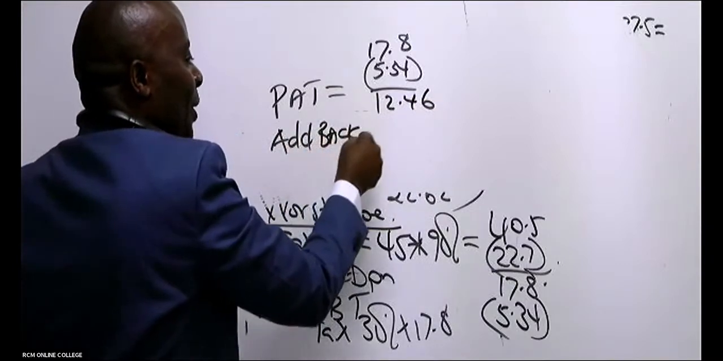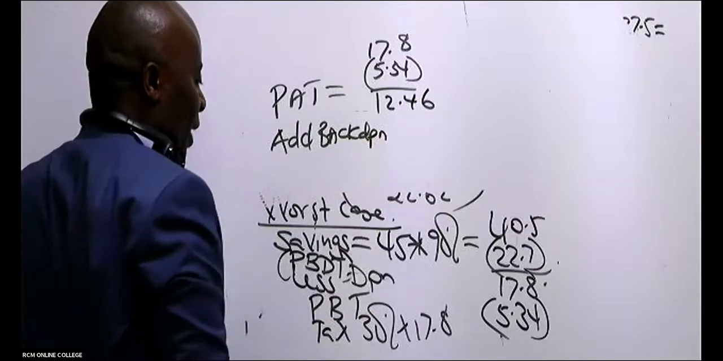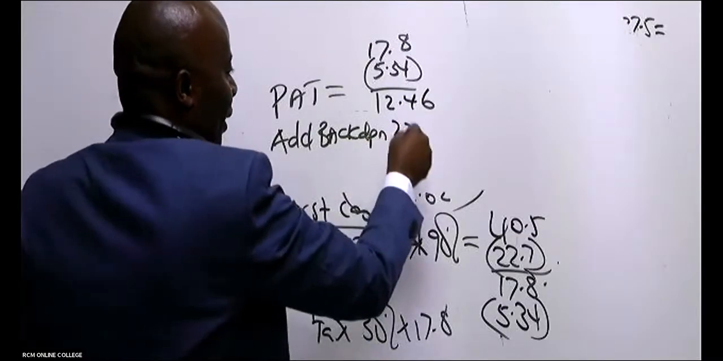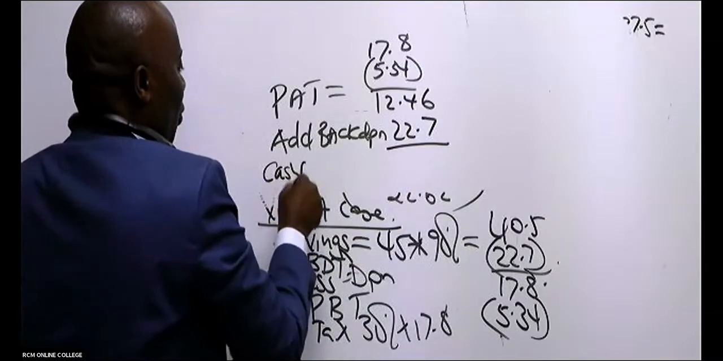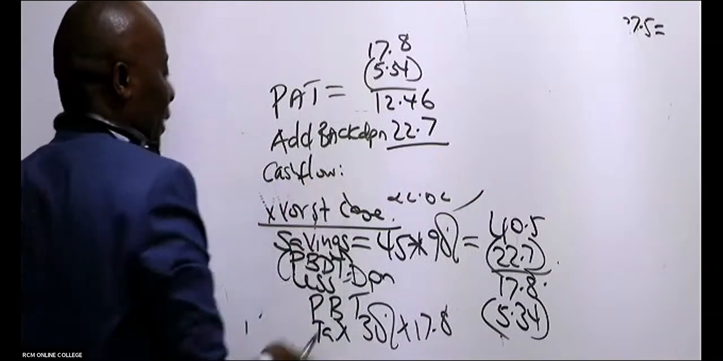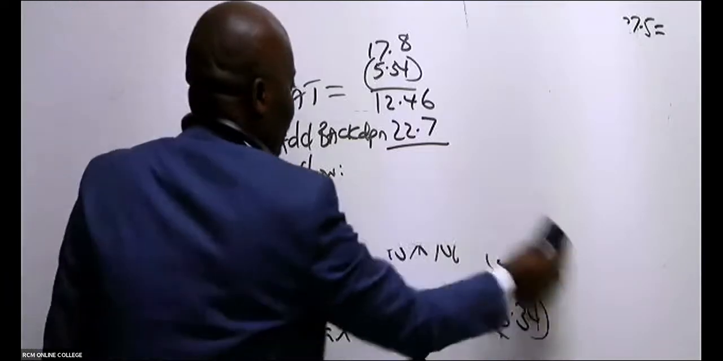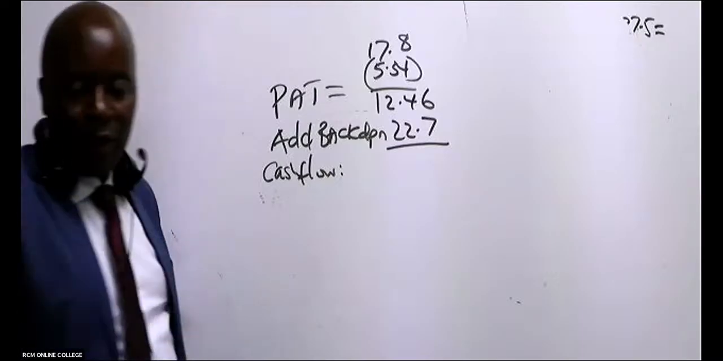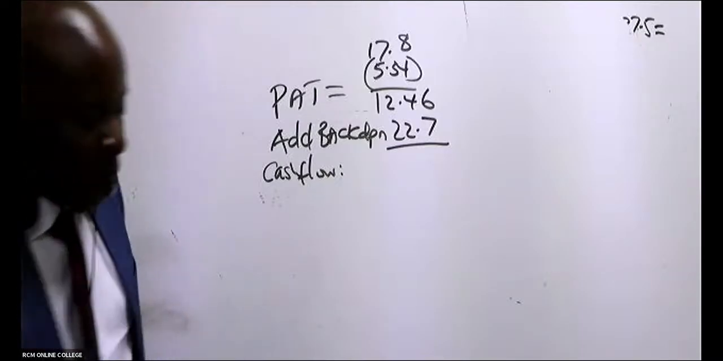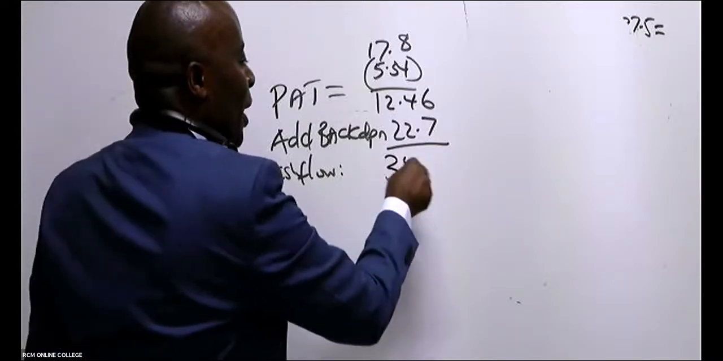We add back depreciation, isn't it? And this figure you had actually given it to me, it was 22.7. So come and add back, and then you get your cash flow, which will give us what figure? 35.16. And then you go ahead and now discount.